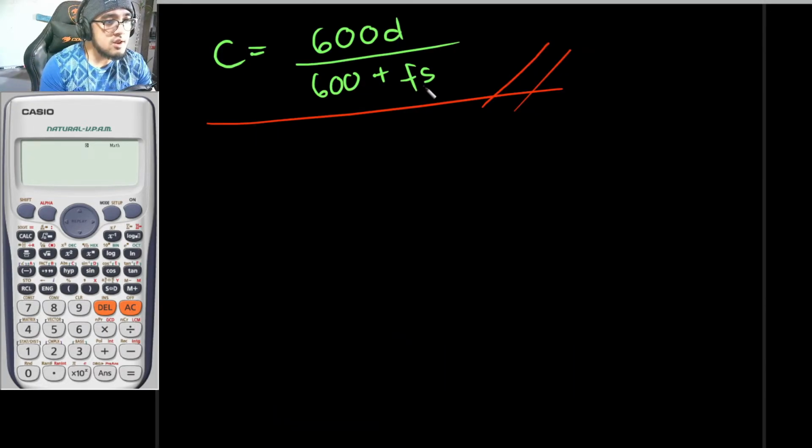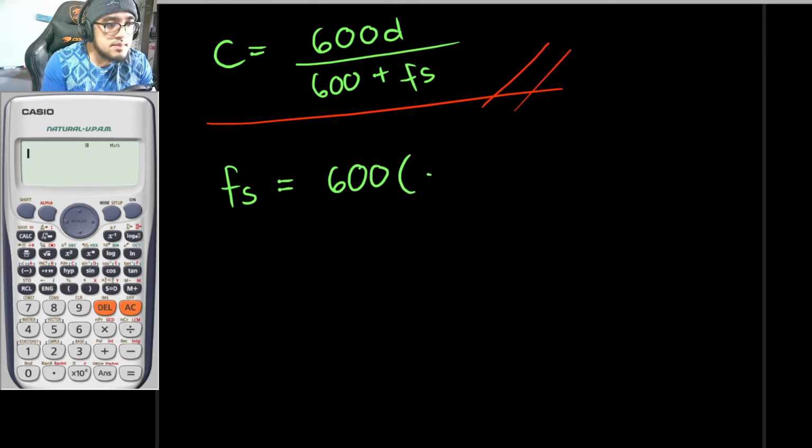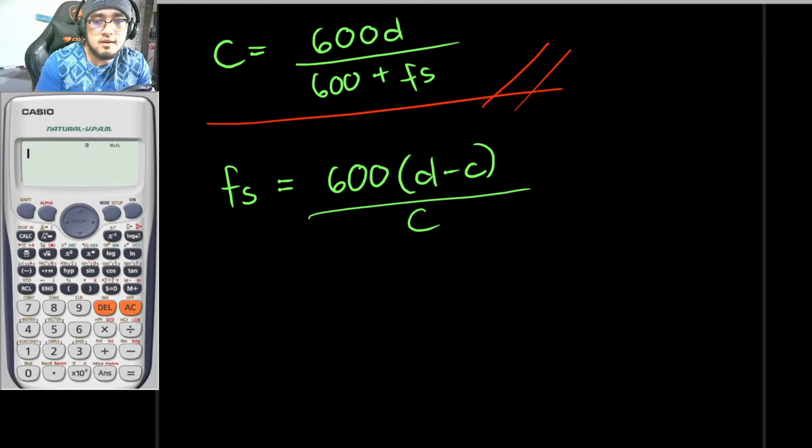But the thing is, once again, we still do not know the value of our Fs. And if, for example, we already know the value of C, so let's say that we already have the value for C, so cross multiplying, just solving for Fs, moving Fs to another side, this would now give you an equation of 600 times D minus C divided by C. So this is already the simplified equation. So take note of this once again.